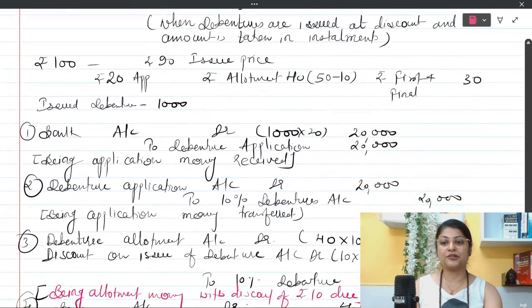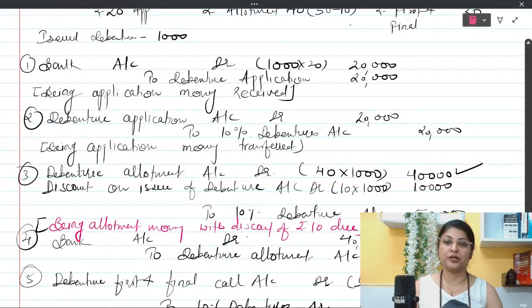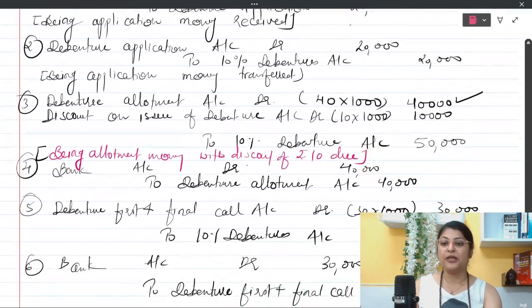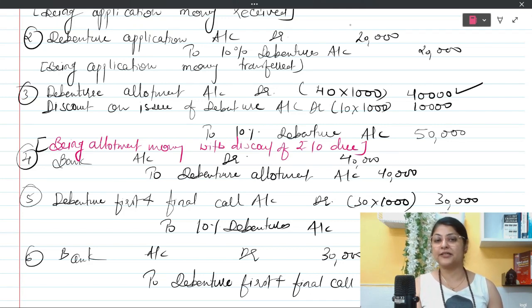So here the first entry is bank account debit to debenture application. This is a temporary account. In the second entry it will get closed and debenture application will be transferred to debenture account. Then in the third entry, the changes will come, meaning the treatment of discount will be given. The entry is debenture allotment account debit, discount on issue of debenture account debit to percentage debenture. This discount on issue of debenture account we are opening to record the capital loss. Then we will receive this money, bank account debit to debenture allotment, and then we will pass the next entry, that is the due entry for first and final call. And the last entry is bank account debit to debenture first and final call.